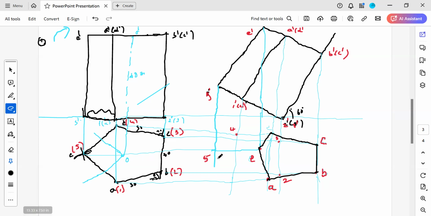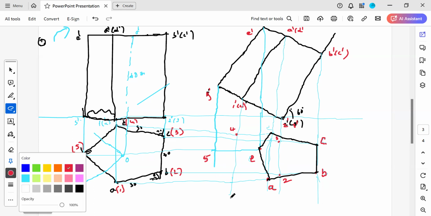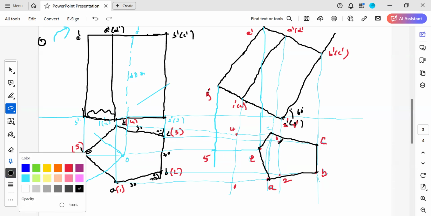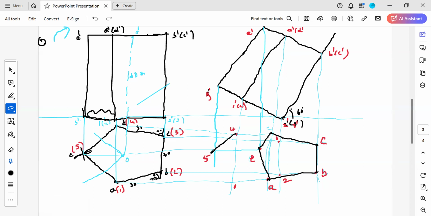Next, join 1, 2, 3, 4 in a sequential order. This is the 1 point. We will start here from 5 to 4, and next one is 5 to 1. 1 to A is one edge, the 1A edge. Here you will get the 4D edge. So like this you will get the pentagon shape.